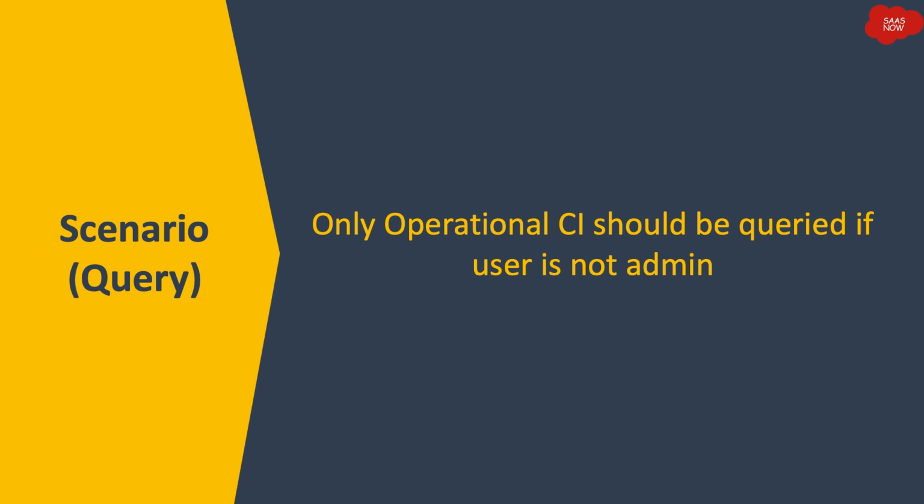The next scenario we have is for query. Now you can use before query. That means the system has to take some action before it queries the records. So what action should it take? The scenario we have is that only operational CIs should be queried if the user is not admin. If the status is operational, then only users should be able to see those CI records. So how can I do that?